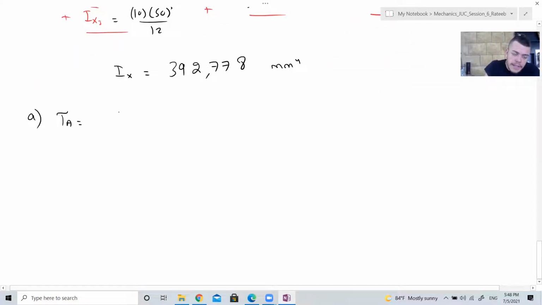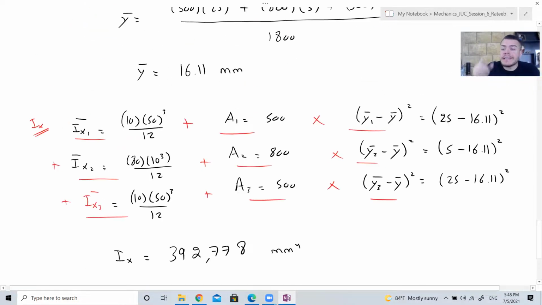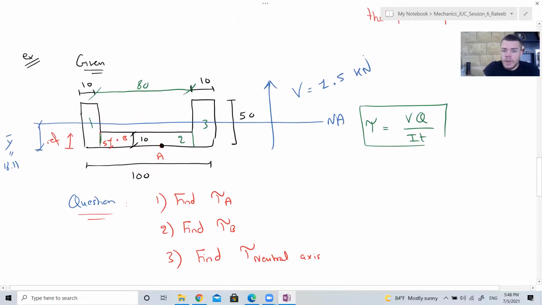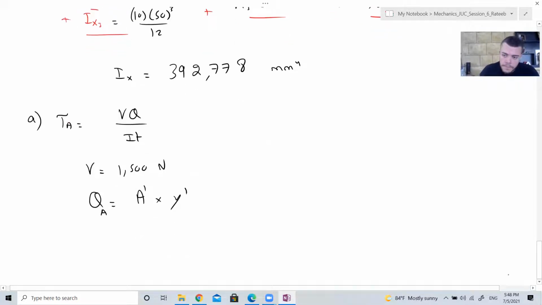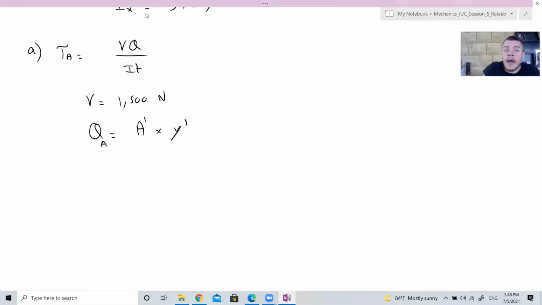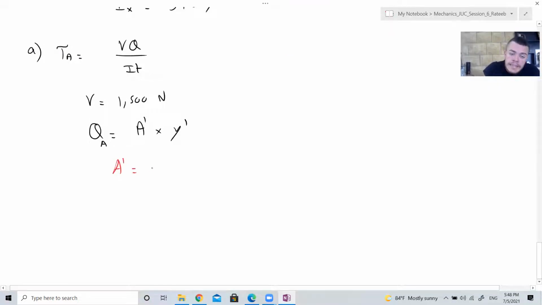Tau at A is VQ over IT. V is the same, 1.5 kilonewtons, which we always convert to newtons, so it becomes 1500 newtons. Q is area prime at point A. It's area prime times Y prime. What did I tell you about area prime? Area prime is the area above or below the point.